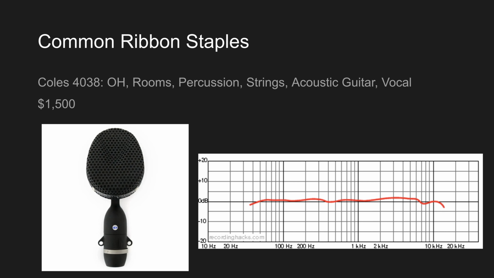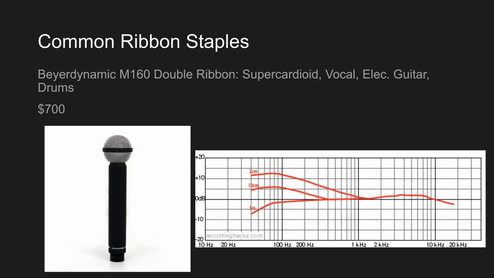The next one is the Beyerdynamic M160. This is a double ribbon mic, and it is a supercardioid. This one was kind of made famous by Eddie Kramer in the '60s. He used this to record Jimi Hendrix's guitar and his vocal.